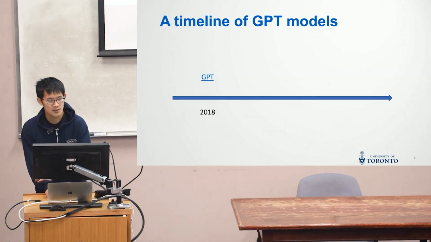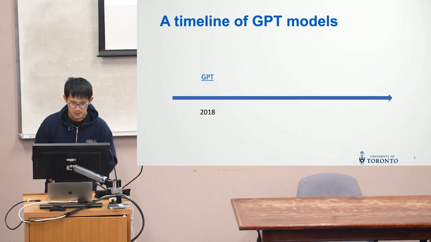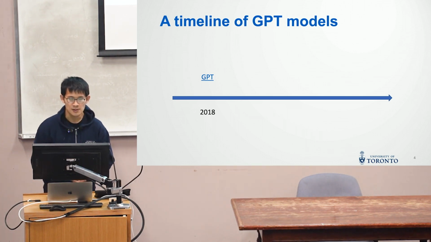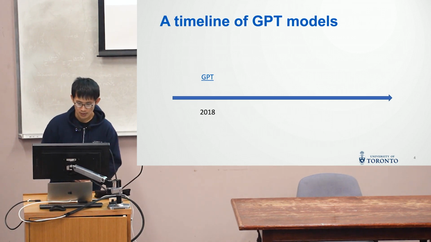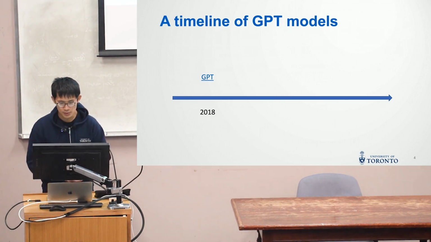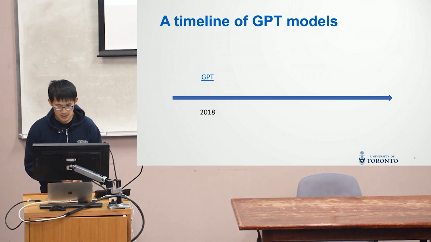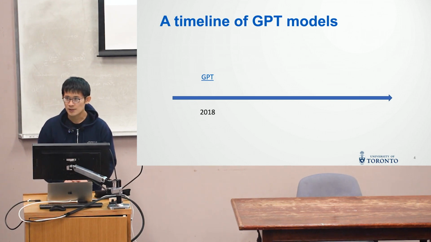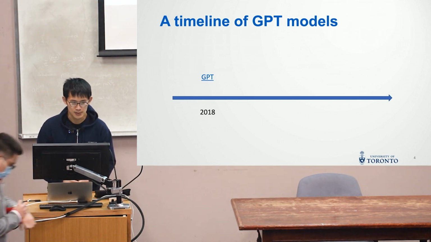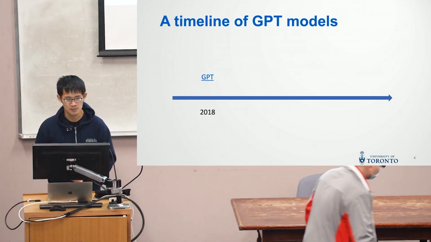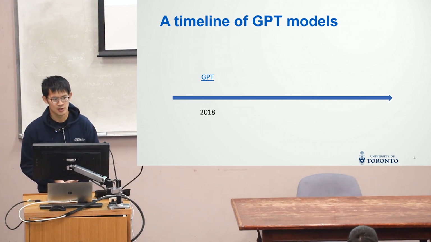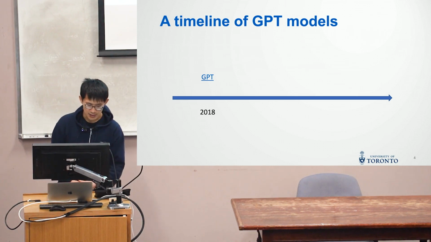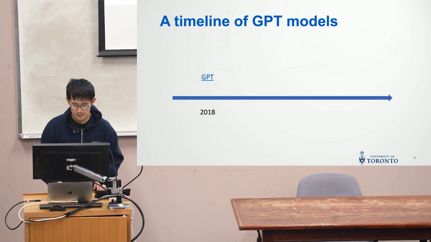Here's a brief timeline of GPT models. The earliest occurrence of GPT was in 2018. OpenAI released the generative pre-trained transformers. At that time, GPT was not really the highest performing model, and the most popular candidate at that time was called ELMo, a bidirectional long short-term memory model trained by Allen AI.